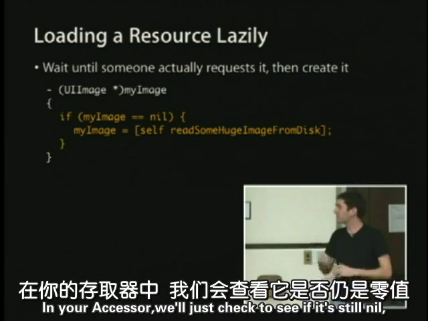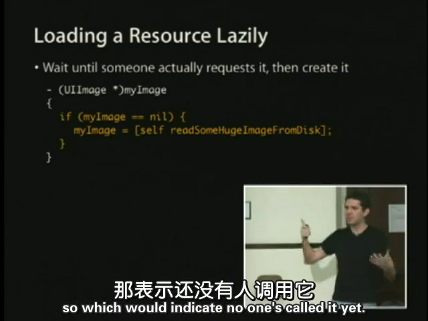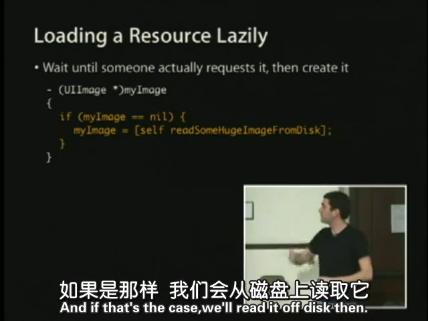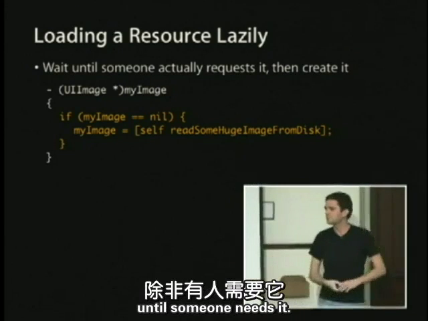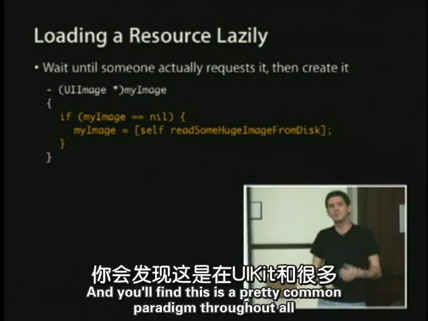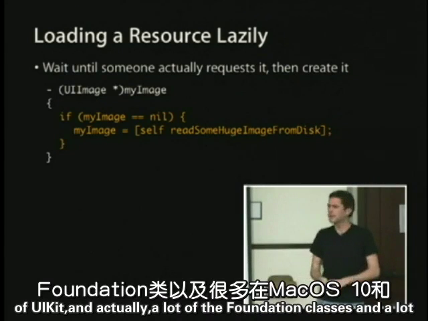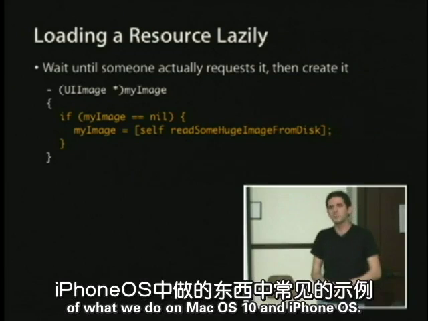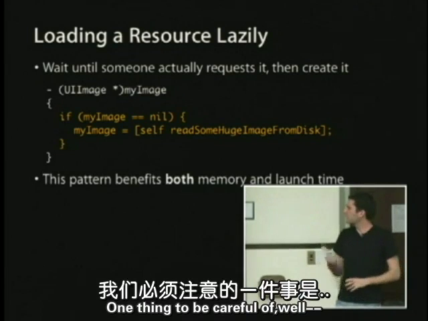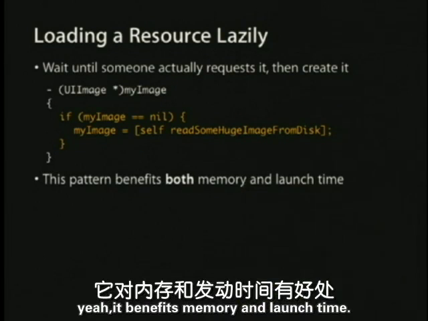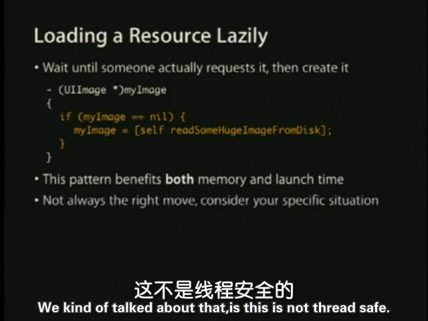In your accessor, we'll just check to see if it's still nil, which would indicate no one's called it yet. And if that's the case, we'll read it off disk then. So we won't try and load the image until someone needs it. And you'll find this is a pretty common paradigm throughout all of UIKit, and actually a lot of the Foundation classes and a lot of what we do on Mac OS X and iPhone OS. Yeah, it benefits memory and launch time. We kind of talked about that.